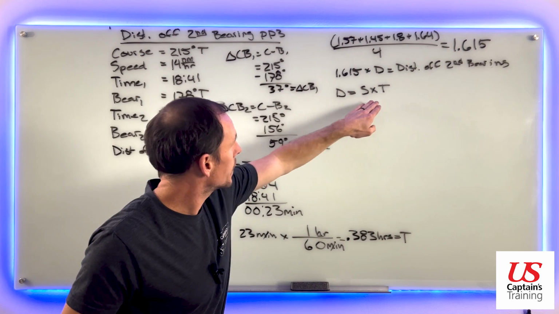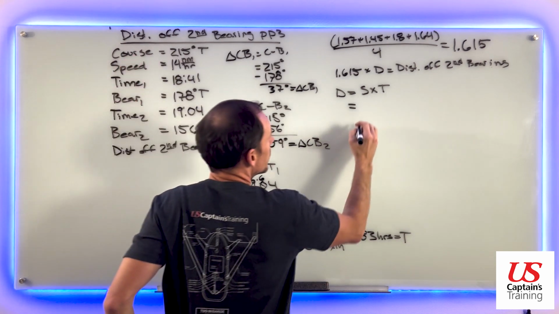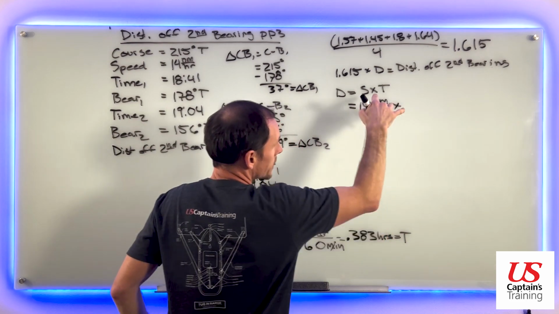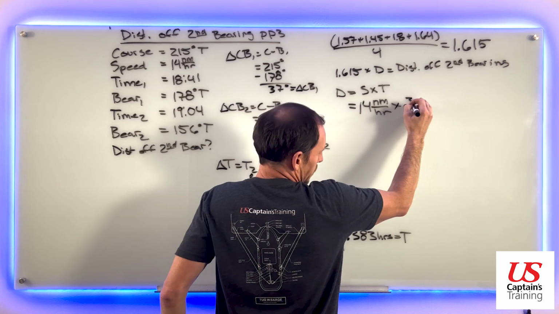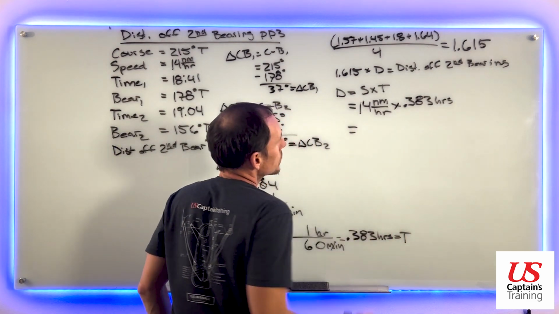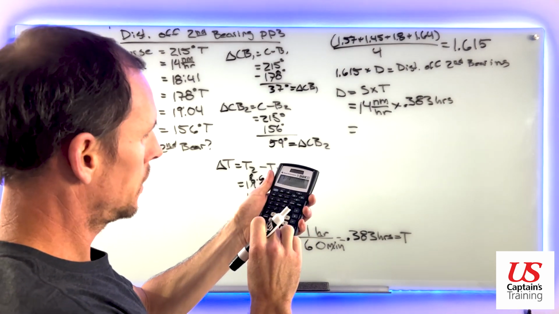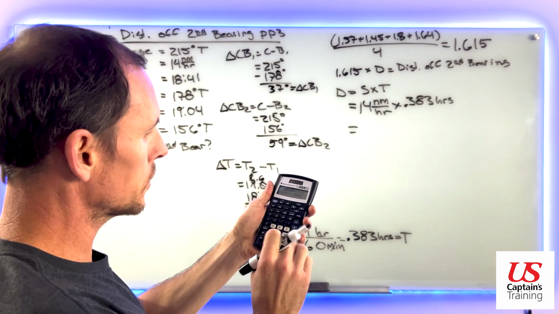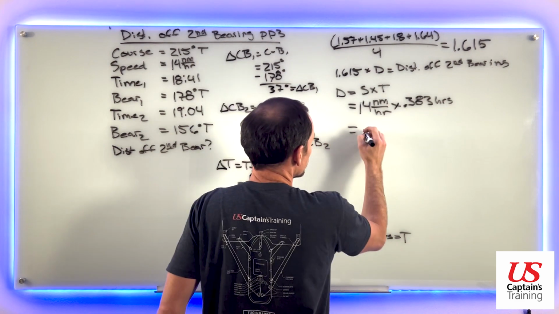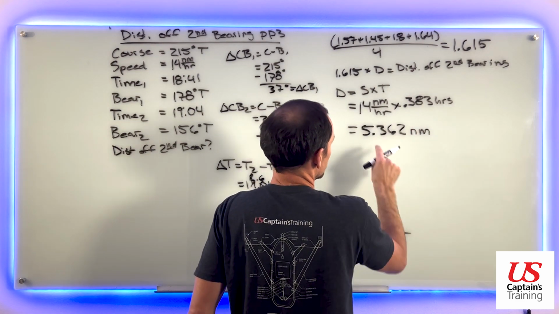So now we have a time and a speed. We can get a distance. Our distance equals speed, 14 nautical miles per hour, times our time, 0.383 hours, equals our distance. 14 times 0.383 equals 5.362. 5.362 nautical miles. That's our distance.